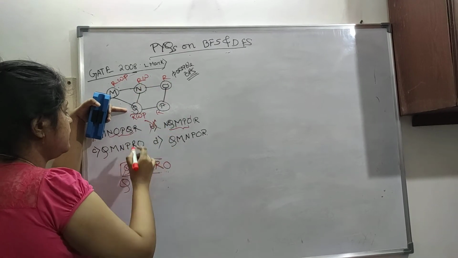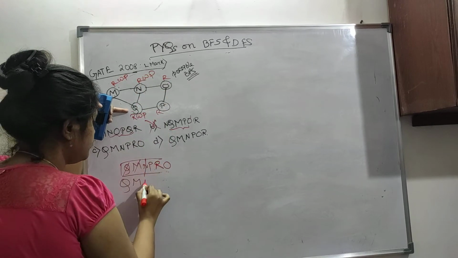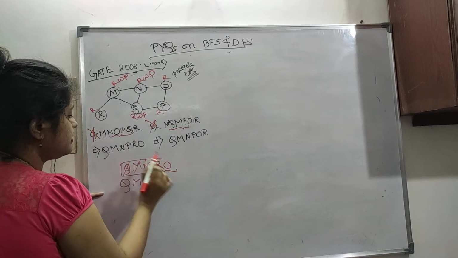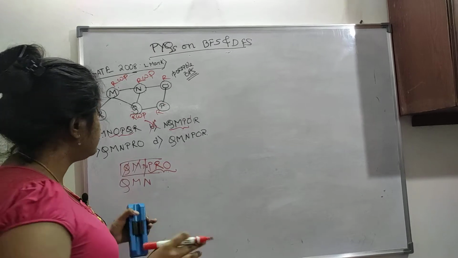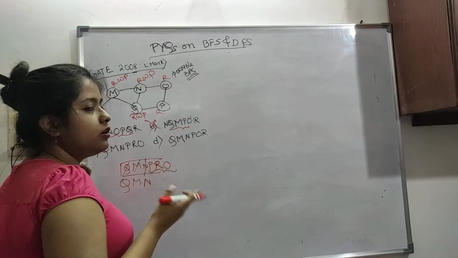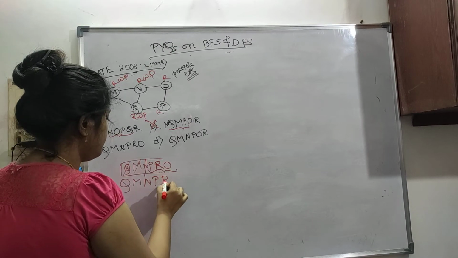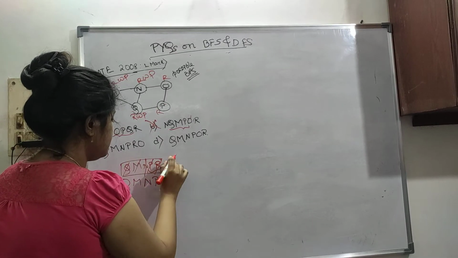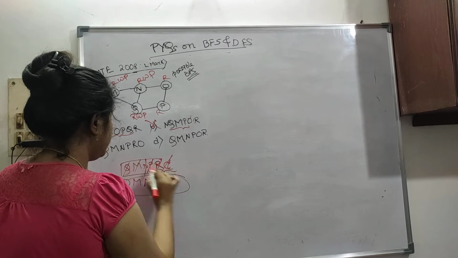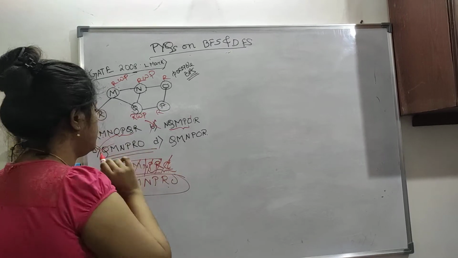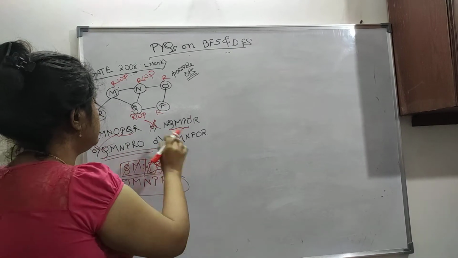Okay, but let's see. So now N is processed. So all of this has nothing adjacent to it which is not already in the Q. So just pop one by one. So this is a correct option. This way you can do BFS. Now let's see the next.